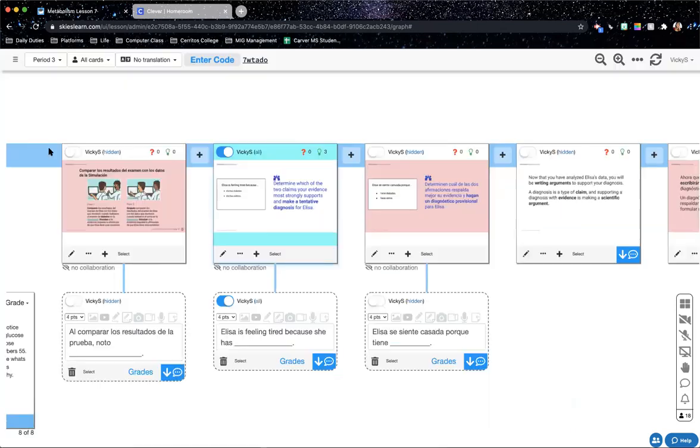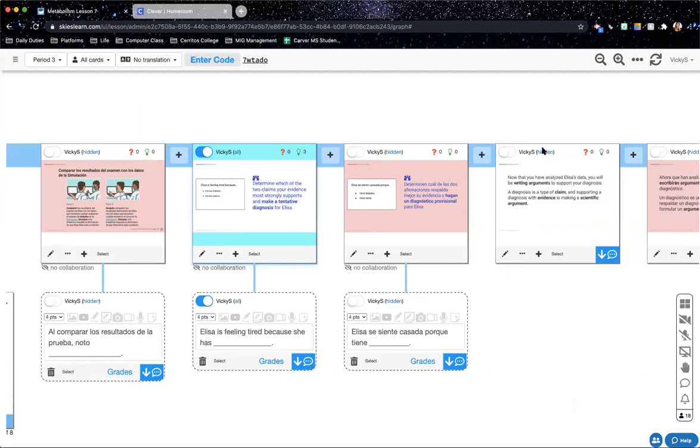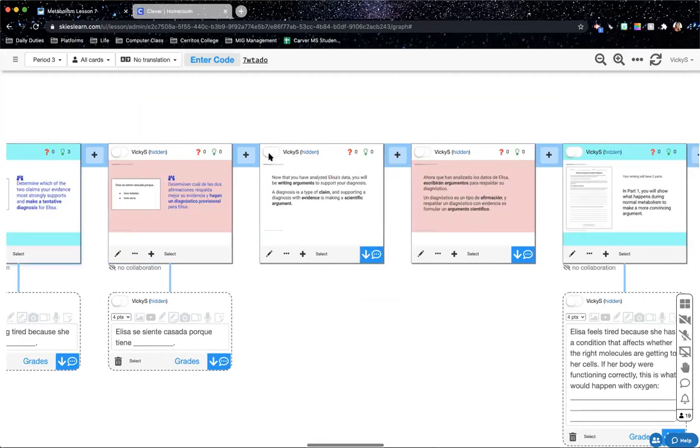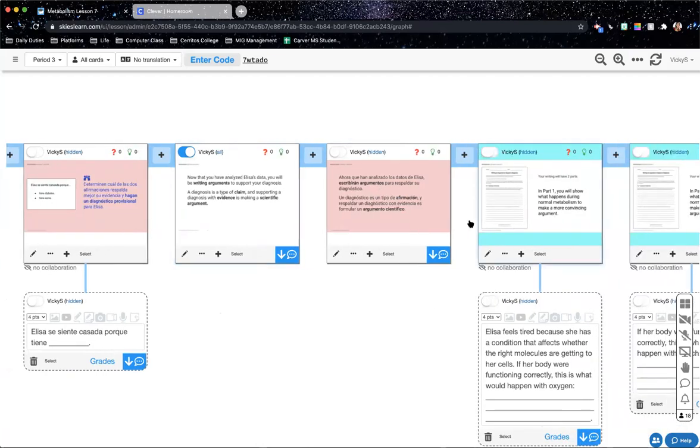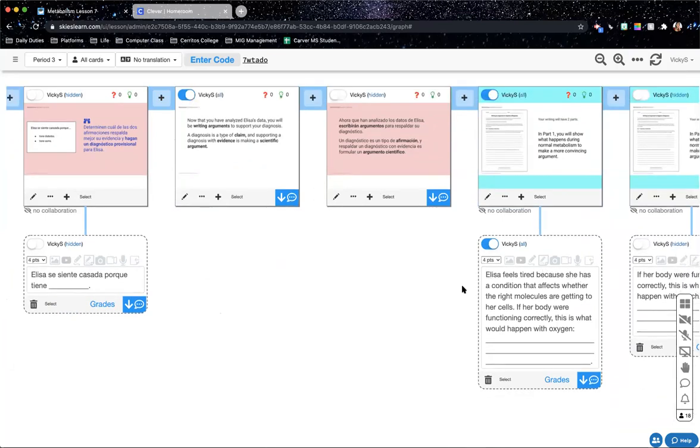Alrighty, so the next one, we're going to find our proof. So remember, we always need proof, because if I tell you the sky is red, you might be like, well, where's your proof, miss, right? So we always need proof, and we are going to be talking about, part one, oxygen. So let me unlock it. On the bottom, it says, Elisa feels tired because she has a condition that affects whether the right molecules are getting to her cells.